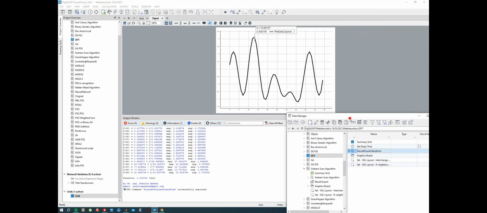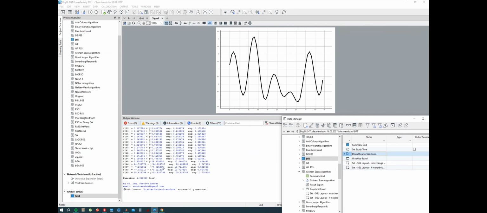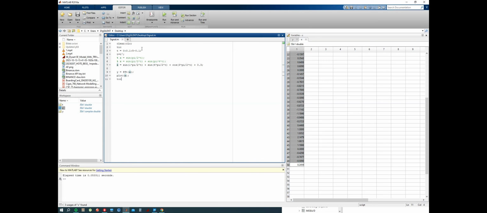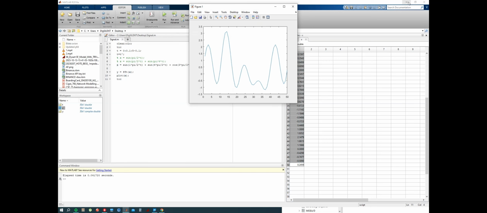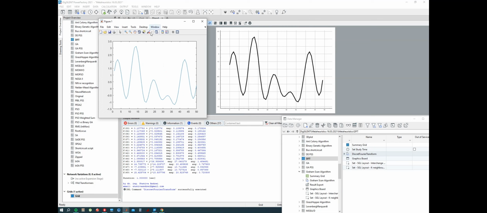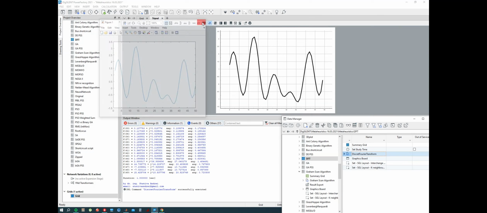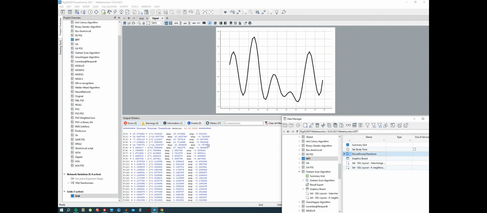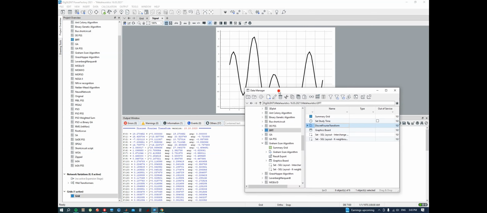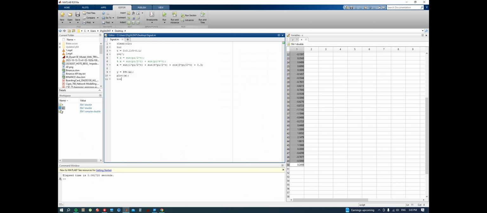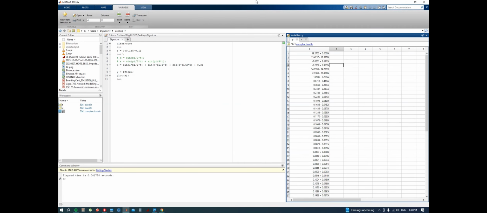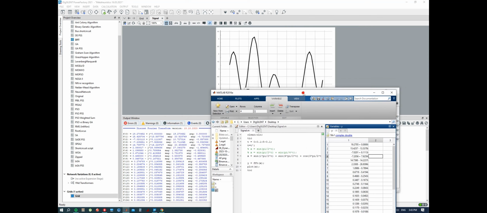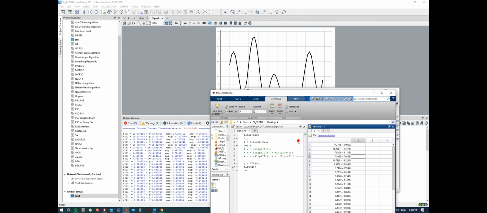So you can see this is the plot. Actually, let's run it once again because I closed this. Yeah. So as you can see, the plot in DIgSILENT is identical with the one in Matlab. Furthermore, let's compare the results of our algorithm that we just created with the one dedicated from Matlab. So the values are put here in the y vector. As you can see, the results are identical.